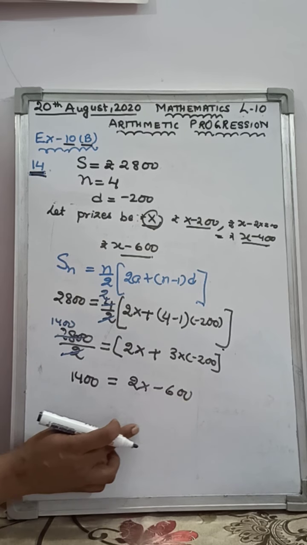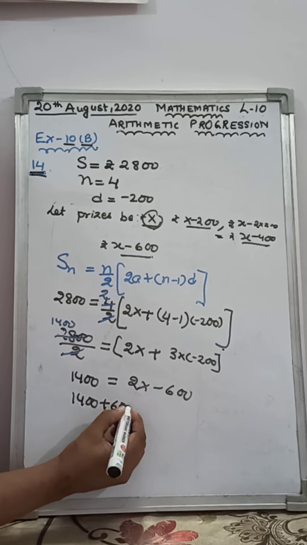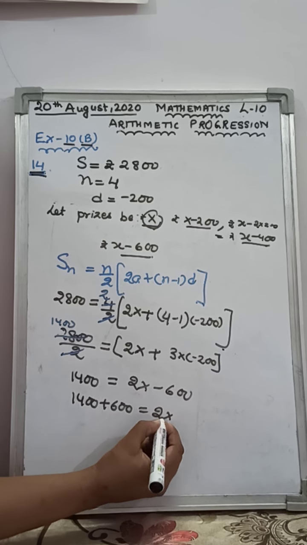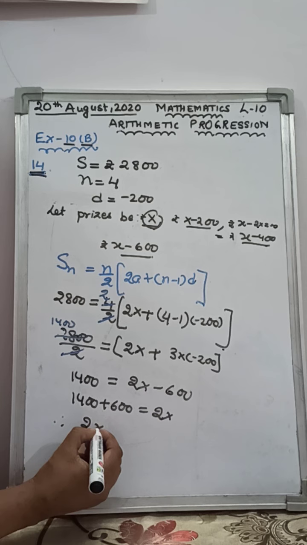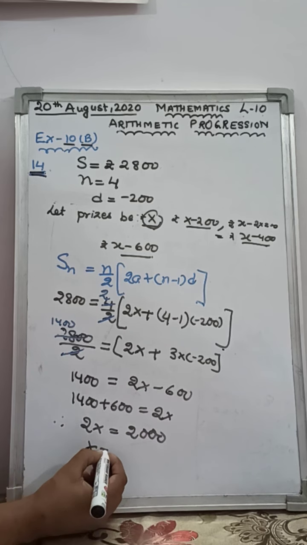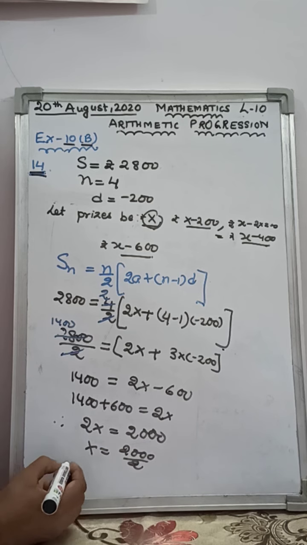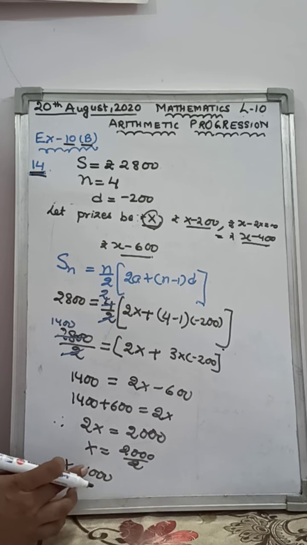Now you will take this minus 600 on the left hand side, so it will become plus 600 equals to 2x. Therefore 2x will be equals to 2000. x will be 2000 over 2. That means x is equal to 1000 rupees. So you will write the answer in rupees.